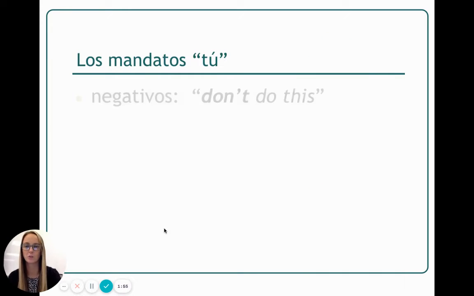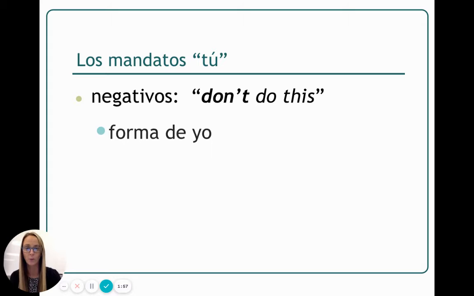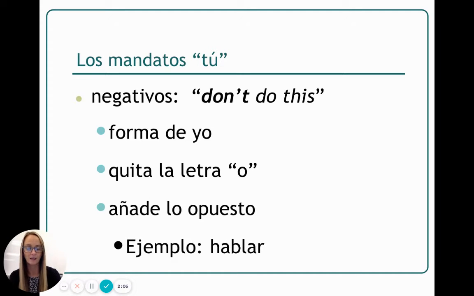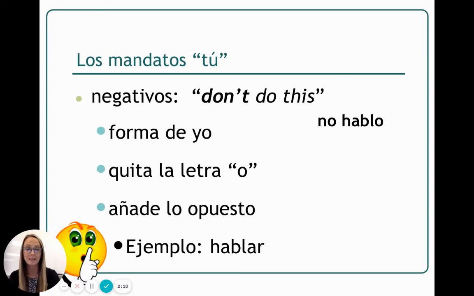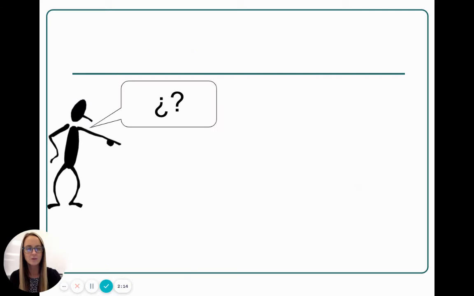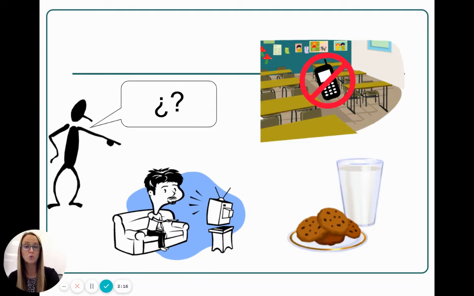Then we completely switched up and we went on to negatives and we told our one friend, don't do this and don't do that. And that opposite process was a little more lengthy. Yo form, drop off the O, add the opposite ending, right? So we took a verb like hablar and we said, no hables. Drop the O, opposite ending. No hables. Or maybe we took a verb like usar and we made it no uses el teléfono.